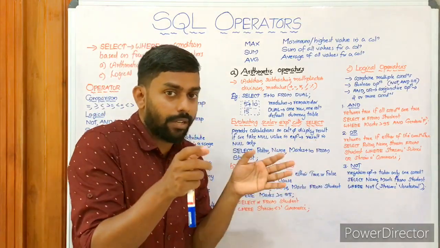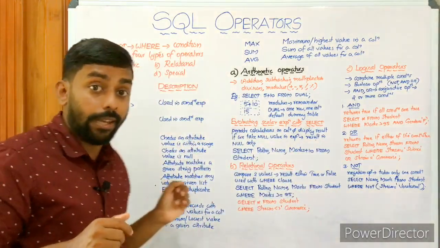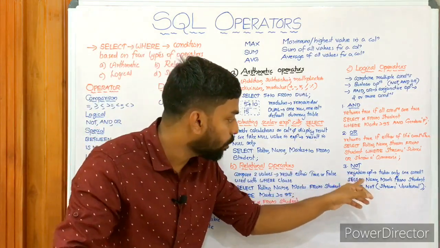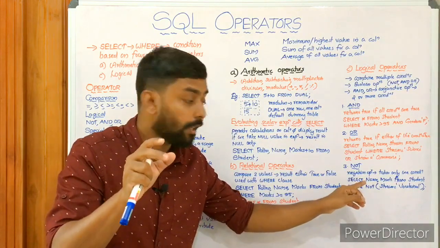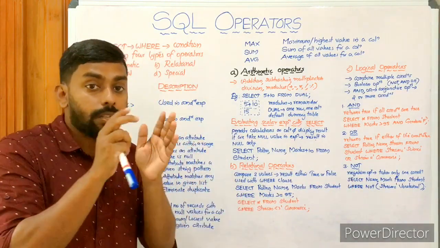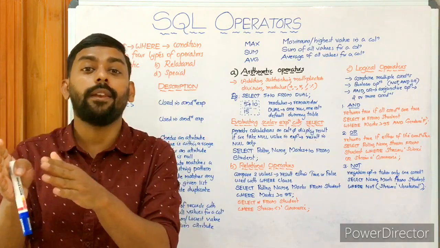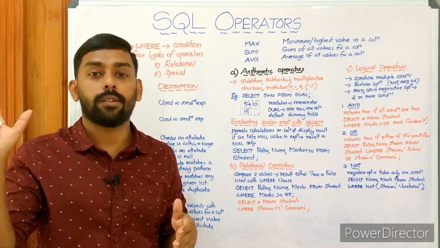Let's have another example, using IN. Let's change it to: select name, marks from student where stream not in parentheses science, commerce.